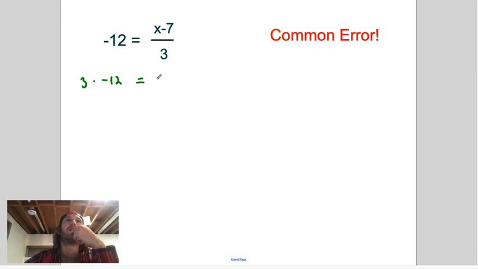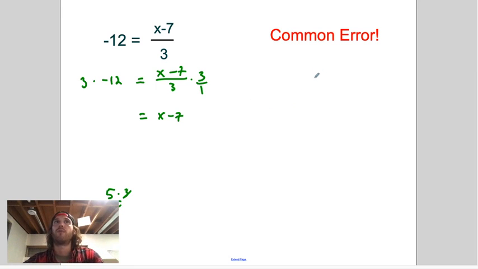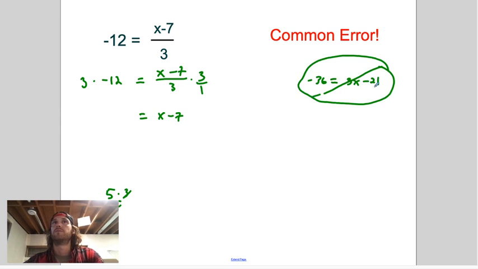3 times 12. Then over here, I'm going to do x minus 7 over 3 times 3 over 1. I put it as a fraction because we're dealing with a fraction. 3's cancel, right? If I say 5 times 3 divided by 3, we just end up with 5. So x minus 7 divided by 3 times 3 is just x minus 7. A common mistake here is that people will end up writing it as negative 36 equals 3x minus 21. Careful there, because that 3 canceled. You don't distribute, okay?